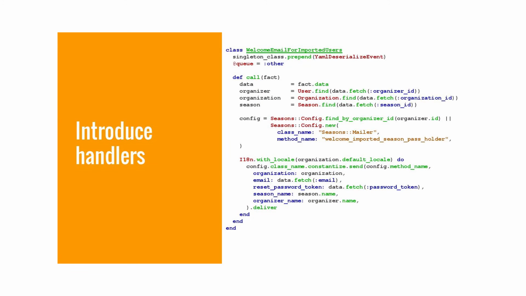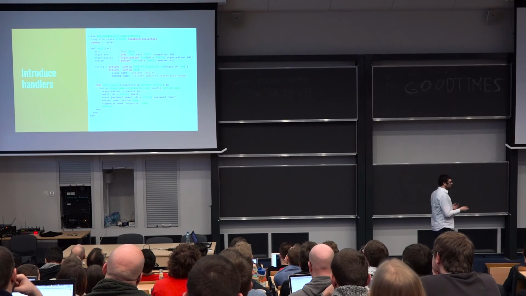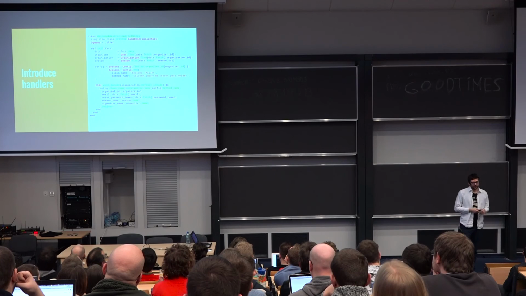But not all handlers are that simple. This one is sending emails, but it needs to find the email configured in the database. So when a football club comes to us and imports people who are the season pass holders, who can go to every event when they play at home at their stadium. We import them and we want to welcome them in our system.